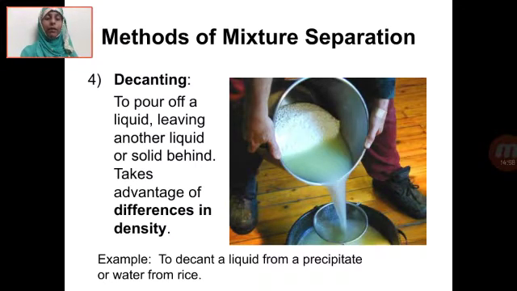Okay. Now another method of separation is decanting. It is to pour off a liquid, leaving another liquid or solid behind. Children, do you remember where we have studied it? Yes. First of all, you need to sediment it. This process is done after sedimentation. Decanting is done after sedimentation.